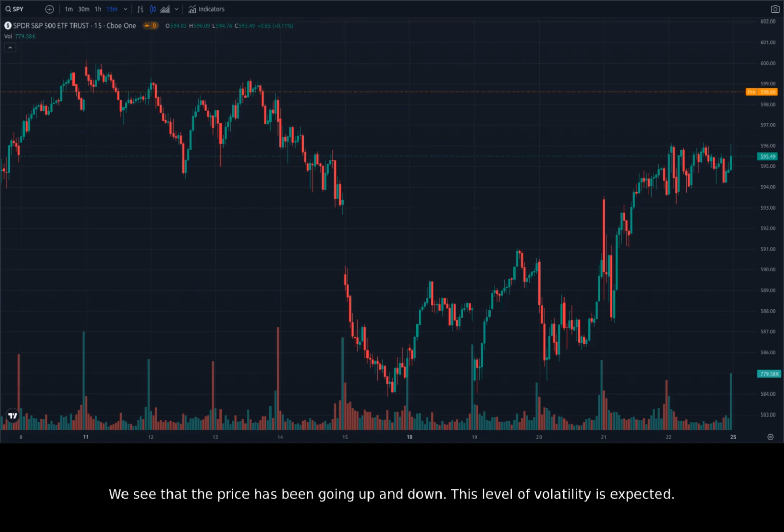We see that the price has been going up and down. This level of volatility is expected. It's important to note that this level of volatility is very usual and nothing to necessarily concern yourself about. However, we must also check the support and resistance levels on the other time frames.